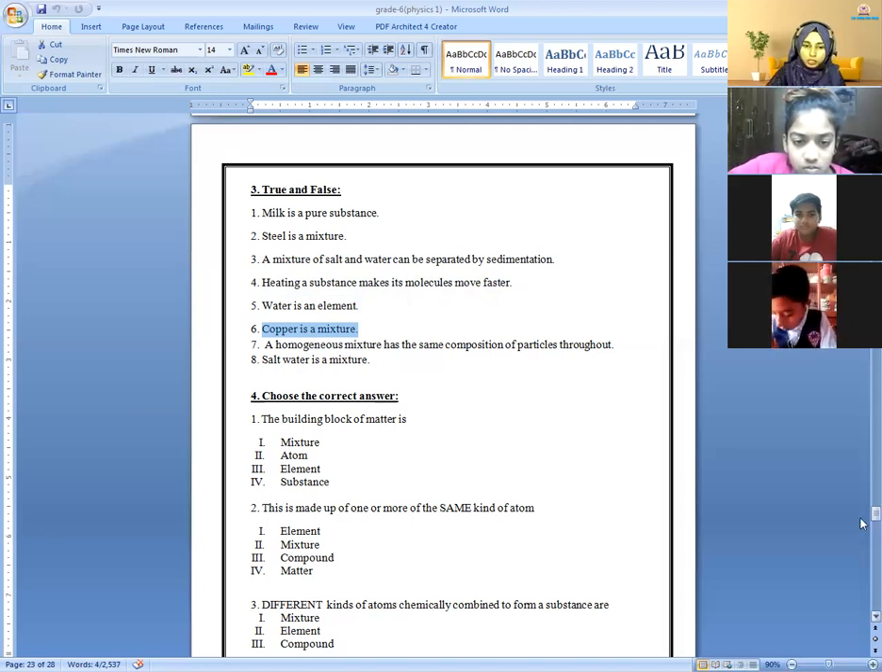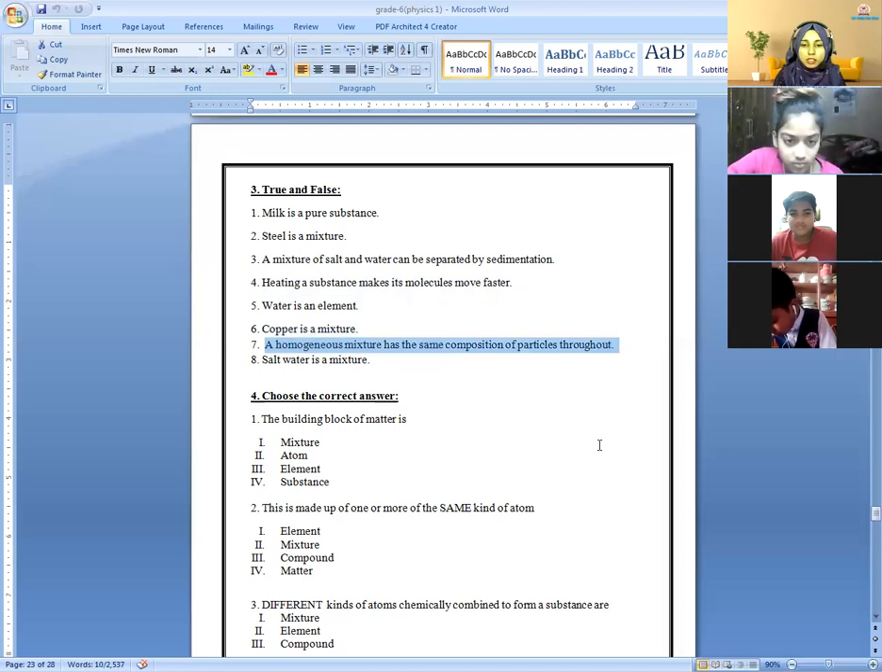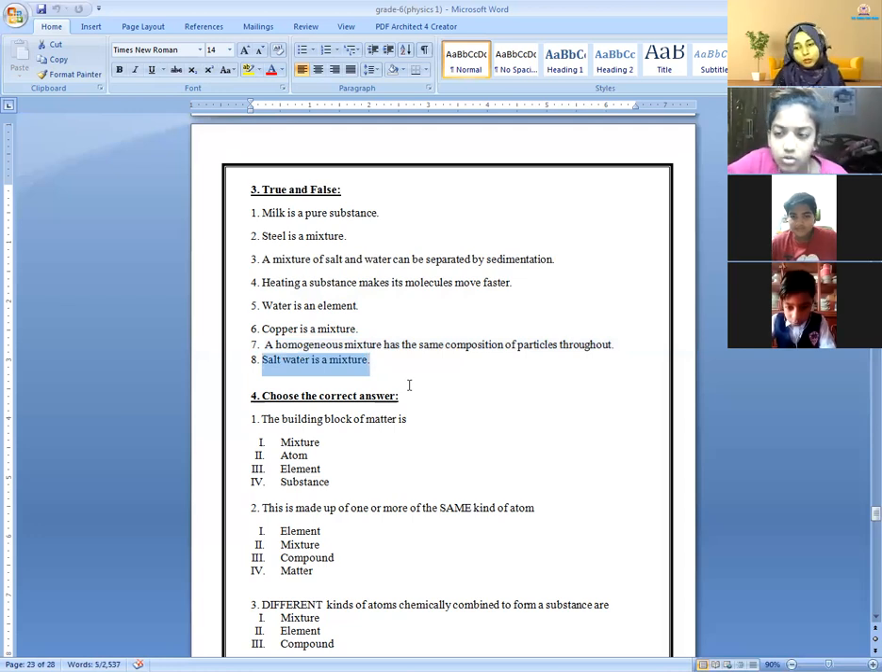Not all false. Some are true here. True, ma'am. Let's see number seven. A homogeneous mixture has the same composition of particles throughout. What is it? True or false? True. Very good. Salt water is a mixture. True or false? True. So only three are true.